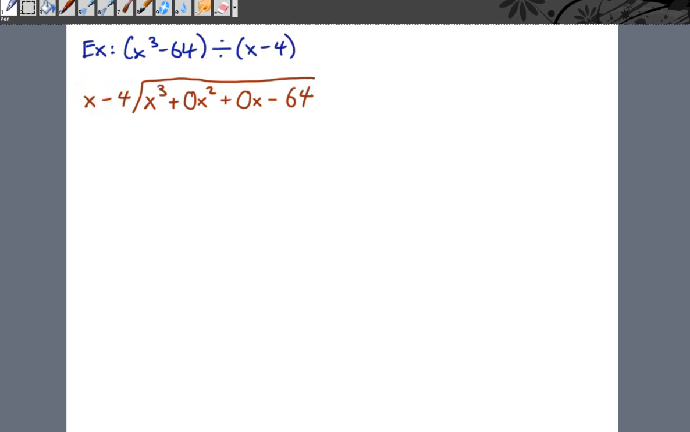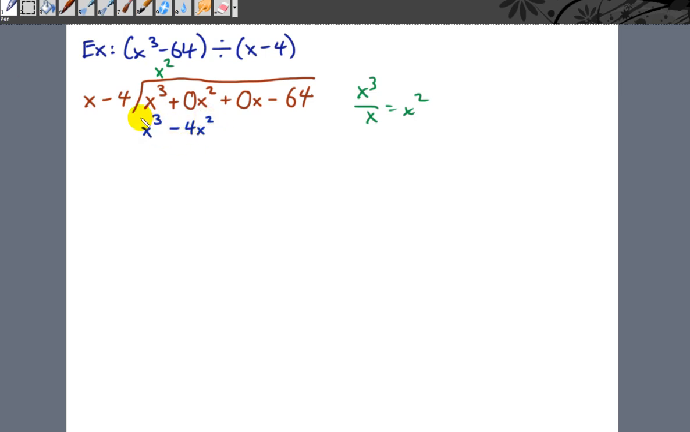Okay, so we'll do this the same way that we did the other problem. So we look at our first terms here. We have x cubed divided by x, and that's x squared. If you don't believe me, write it out. Something like this. Cancel out, you get x squared. Okay, so what we have is x squared here, and then what we need to do is multiply. So x squared times x is x cubed. x squared times negative 4 is going to be a minus 4x squared.